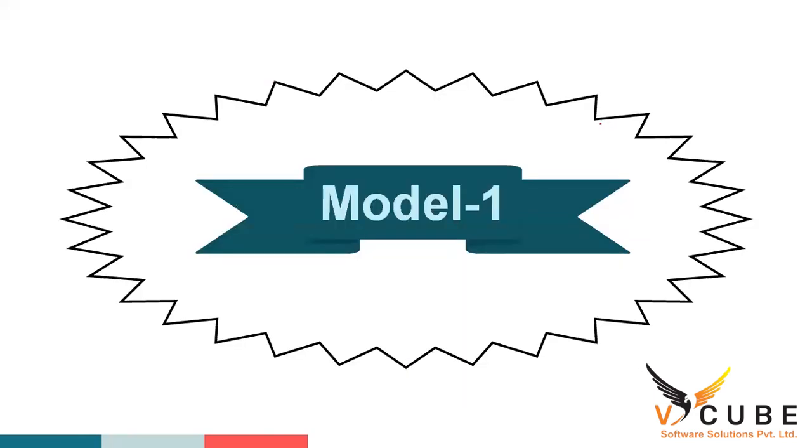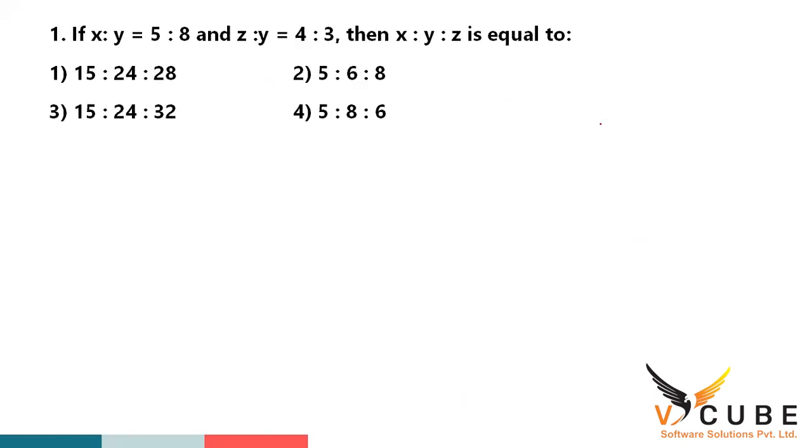Right అండి, model number 1 problem solve చేద్దాం first of all. Right అండి. Anyone అండి? If x is to y is equal to 5 is to 8 and z is to y is equal to 4 is to 3, then find x is to y is to z. Which option is the right answer guys? Anyone? Simple గా solve చేయడం అండి ఇంకా.